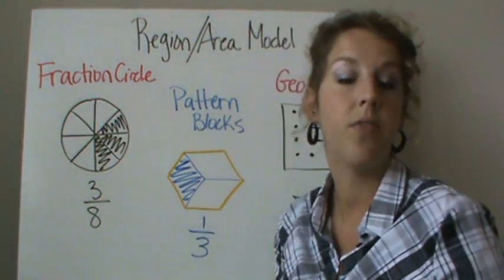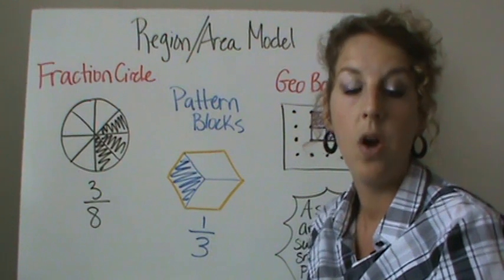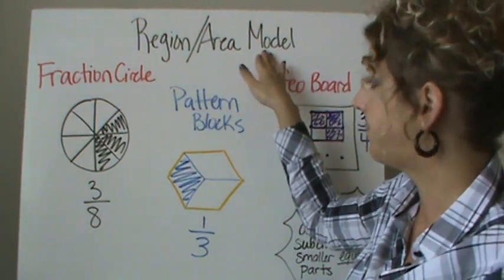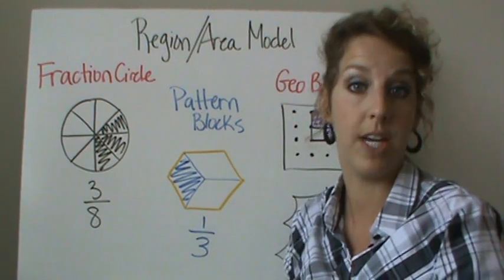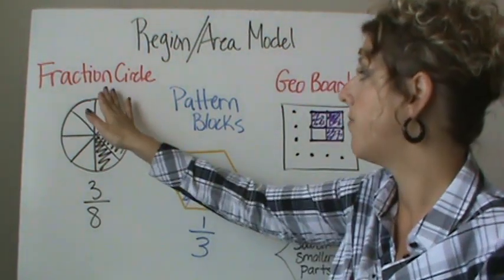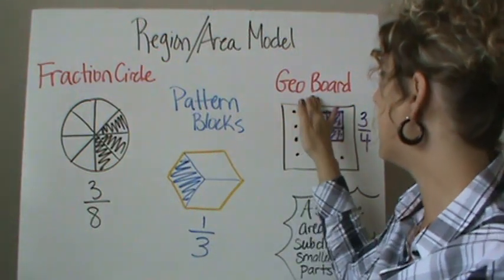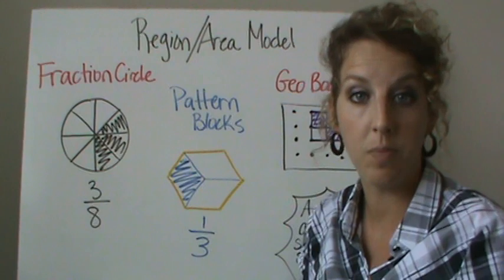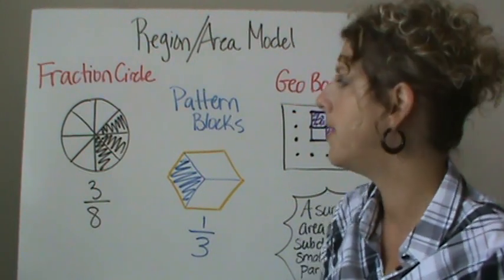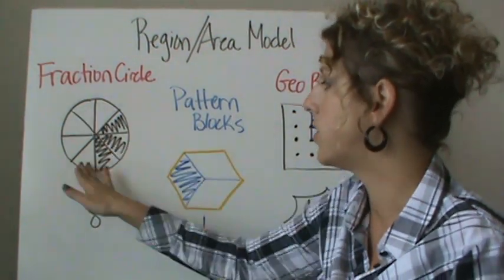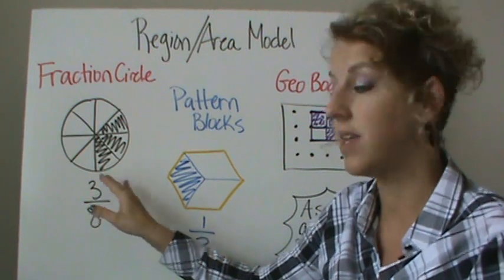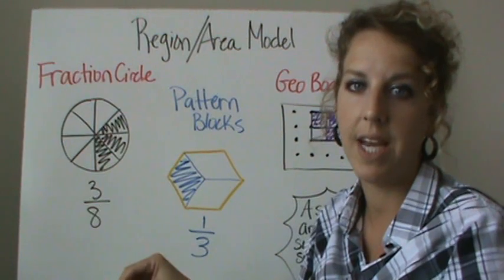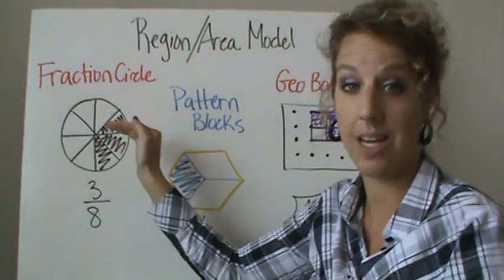Now, you'll see fractions in a few different ways. One of them is a region or an area model. A few examples of a region model would be fraction circles, pattern blocks, and a geoboard. And we'll be using these things in class to learn more about fractions and to explore them. So let's say we have a fraction circle. These are pretty easy to draw when the number is even. However, when the number is odd, it's a little tricky to make sure those parts are equal.